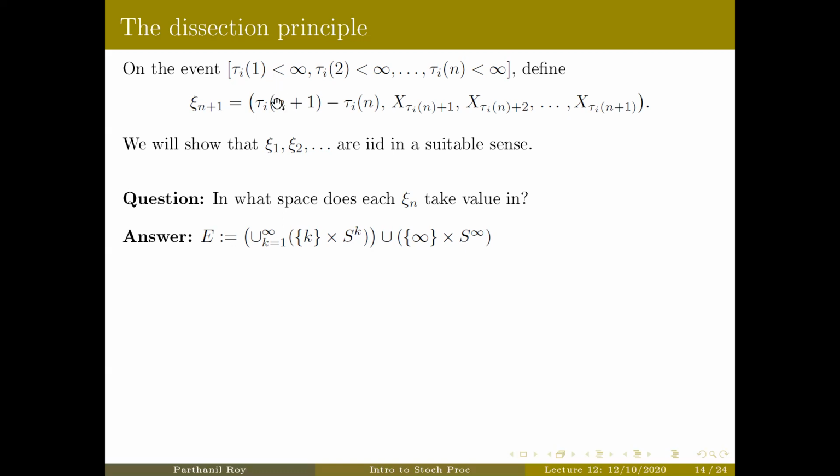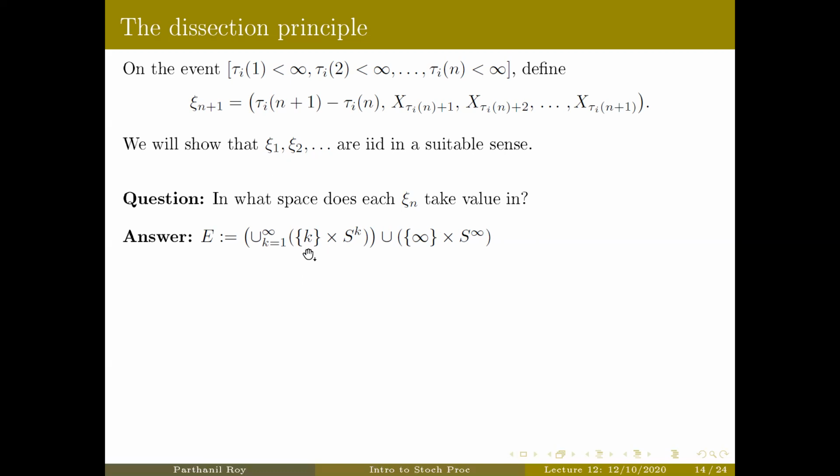On the other hand, it's possible this is infinite. I've told you repeatedly, even though the first n return times are finite, the n plus 1th return time can be infinite. Therefore, this would become infinite. And in that case, this part is taking value in S infinity. Each of them is some state. So if you take the union of all of these, including infinity here, this is the space in which these random variables are taking values. Okay?